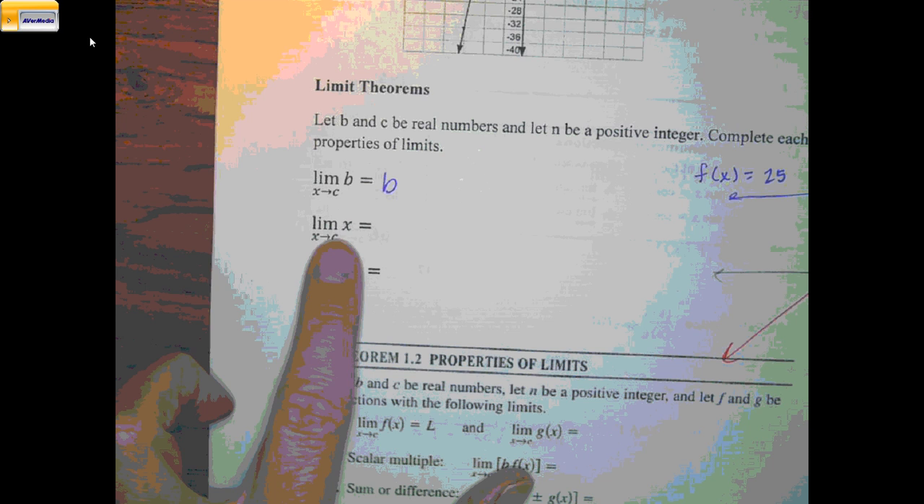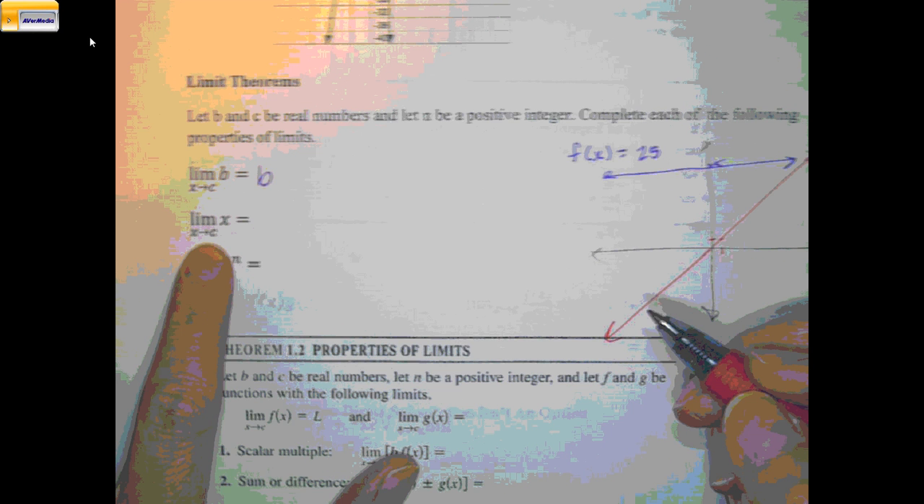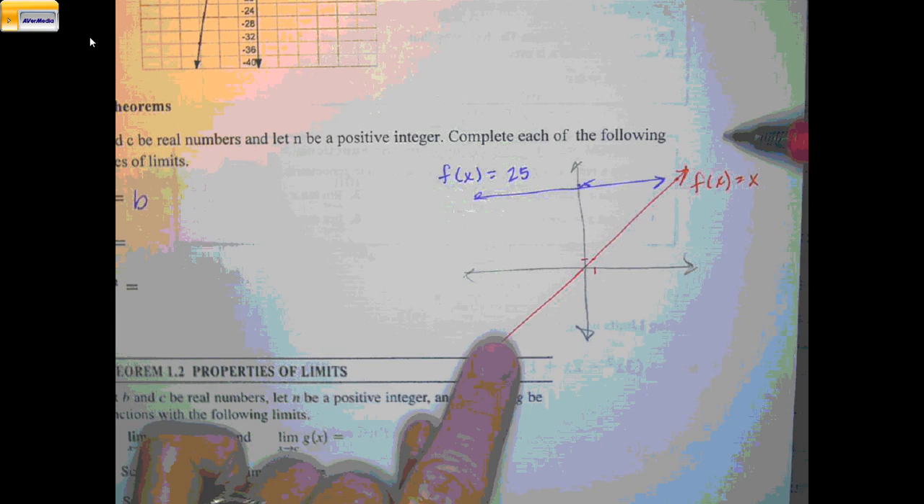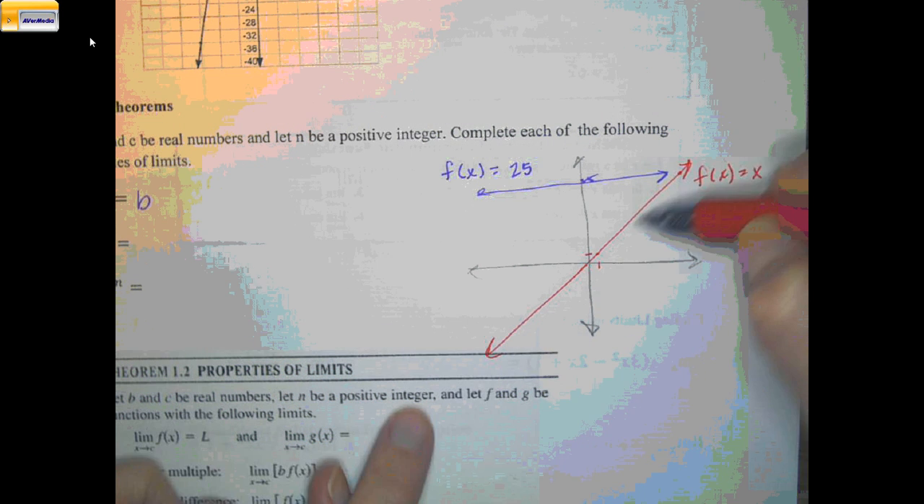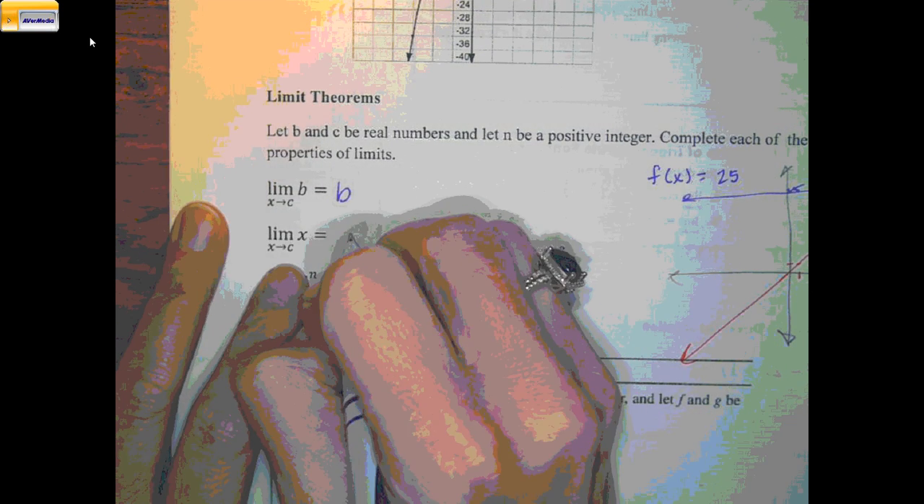So as we are looking for the limit as x approaches c, let's say if I said, as x approaches 25, what's the limit? 25. As x approaches 1, what's the limit? 1. As x approaches negative 1,000,000, what's the limit? So it's whatever the limit is that we're looking for. It's c.